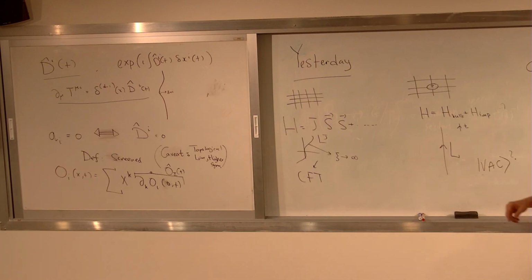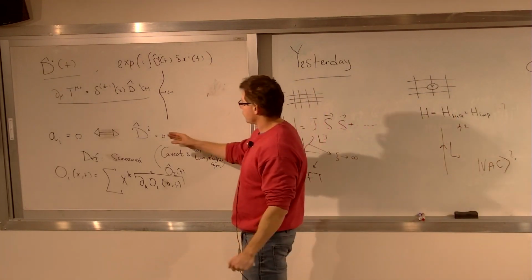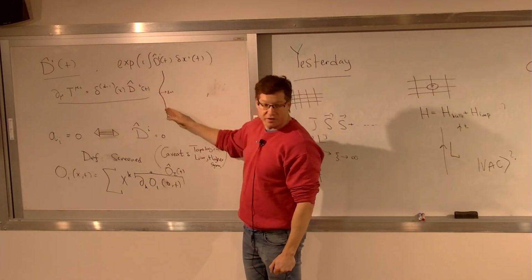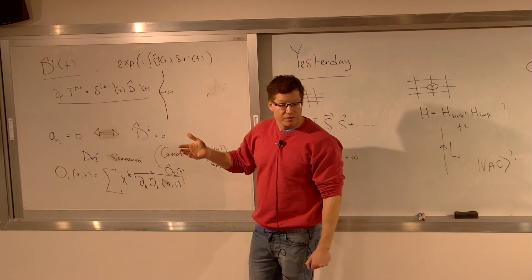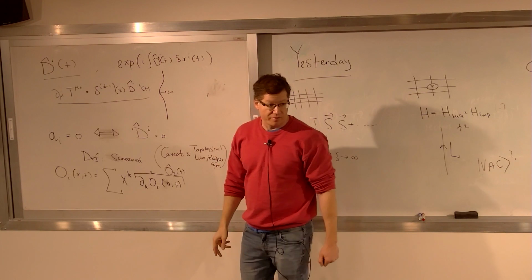It just means that the partition function with this shape is the same as the partition function with the previous shape. So that means that as an operator, this has to vanish.